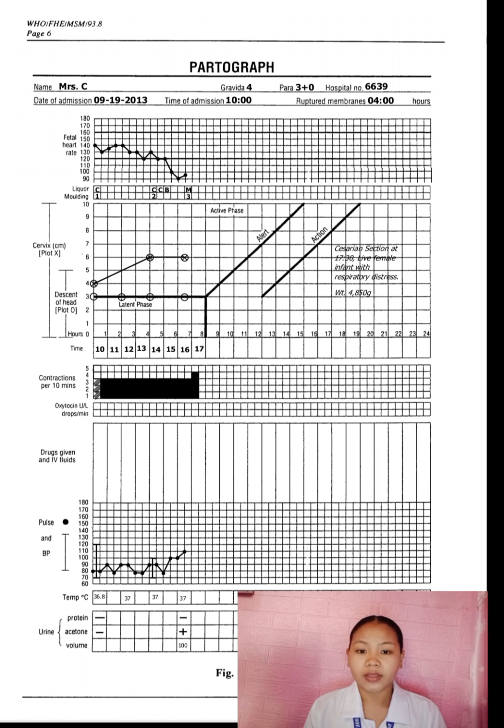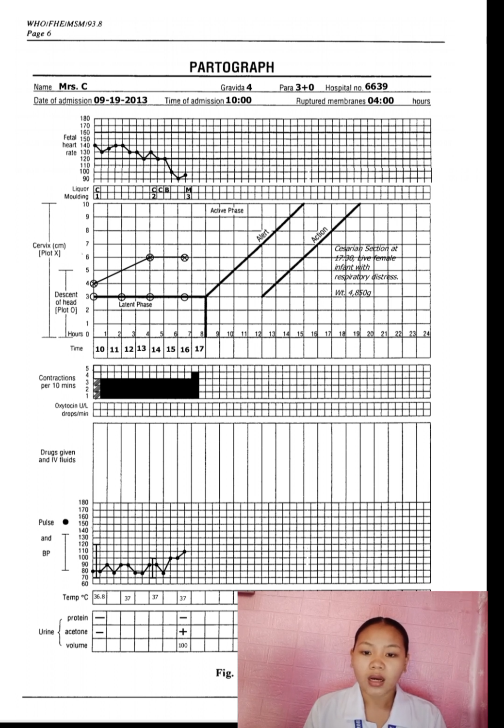It is for recording the maternal pulse every 30 minutes, and denoting the BP every 2 hours. Below it is the temperature in degrees Celsius. The last section includes urine analysis, consisting of physical characteristics, color, volume, pH, and specific gravity, and tests for the presence of acetone, glucose, and protein.